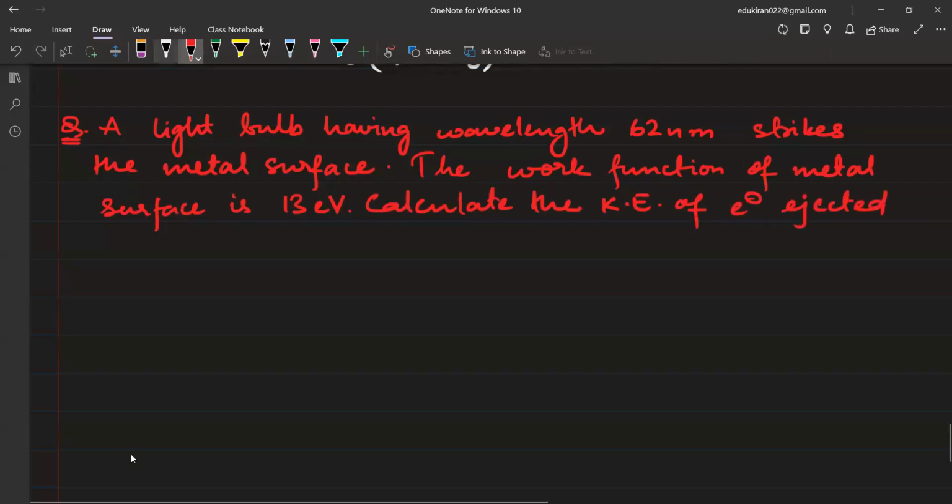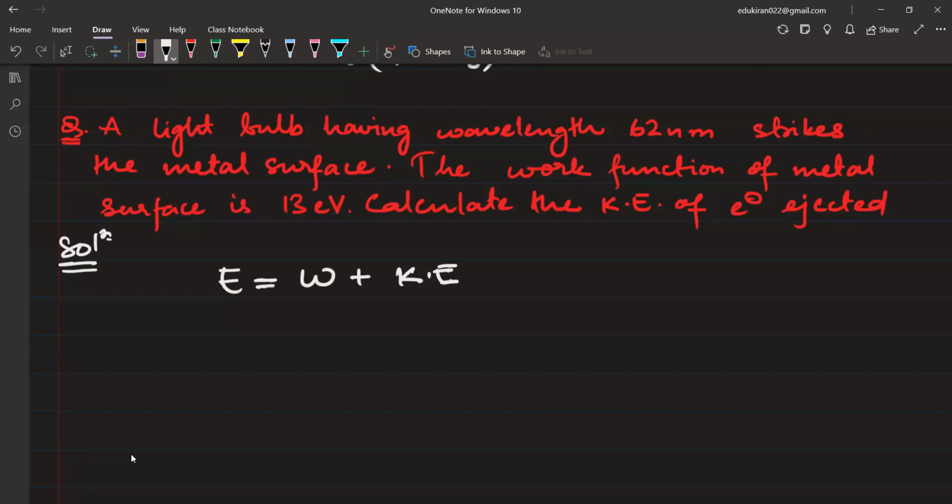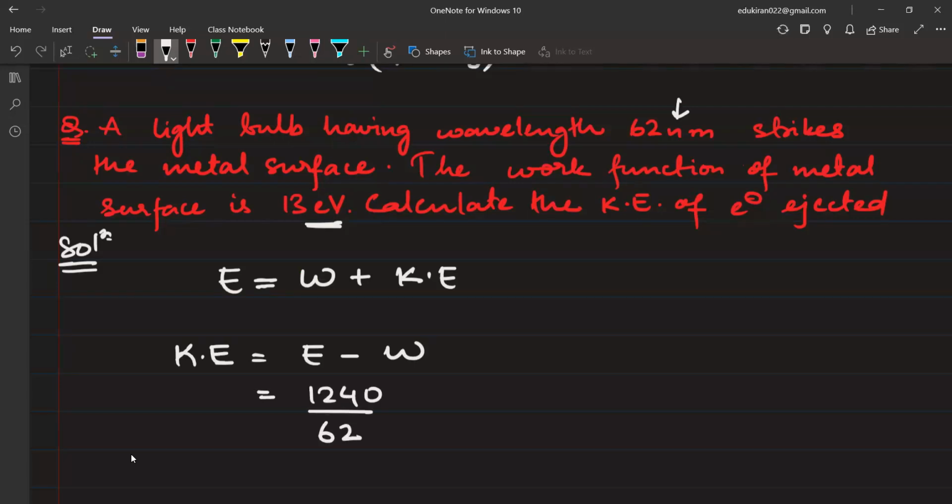Okay, so energy is equal to the work function plus kinetic energy. They have given us directly the work function, so we will directly use that, okay? So kinetic energy will be equal to E minus the work function. So E will be equal to what? Since it is given in nanometers and the energy we want in electron volts, I can write 1240 divided by 62. This will give me the energy in electron volts, minus the work function is 13.